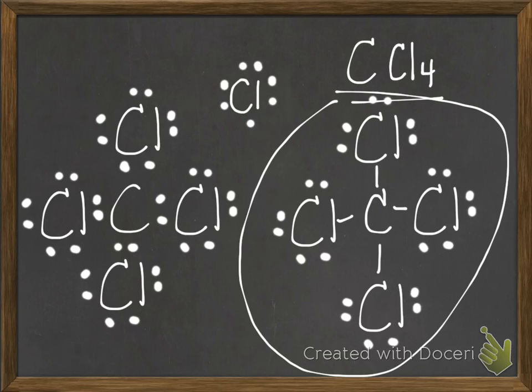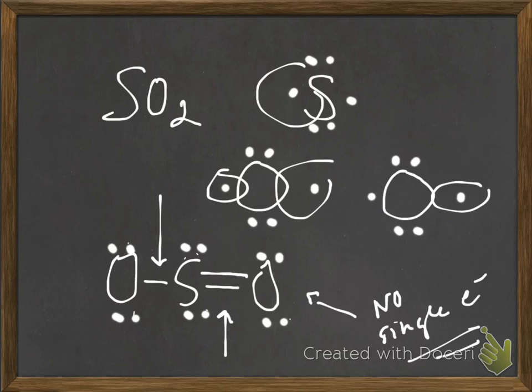This chlorine, 1, 2, 3, 4, 5, 6, 7, 8. Remember that line represents 2. Is that chlorine happy? Yes. This one, 2, 4, 6, 8, happy. Chlorine, 2, 4, 6, 8, happy. Everybody's happy. Everybody's good. Well, let's go back to the sulfur that I screwed up, and let's do that same little counting.